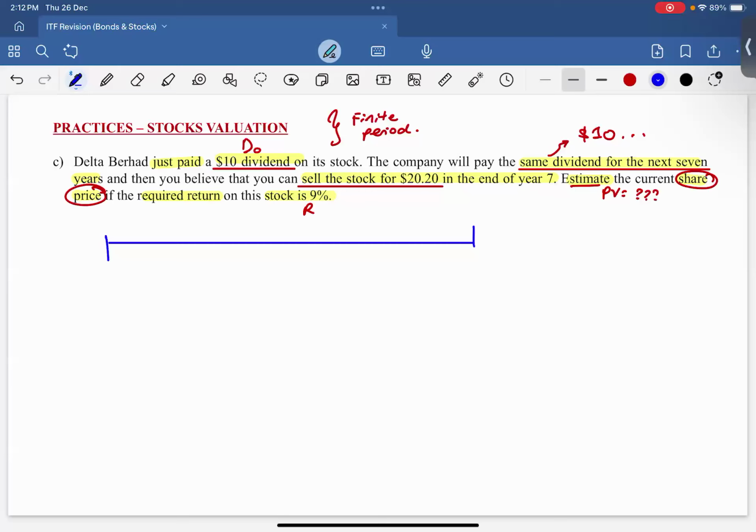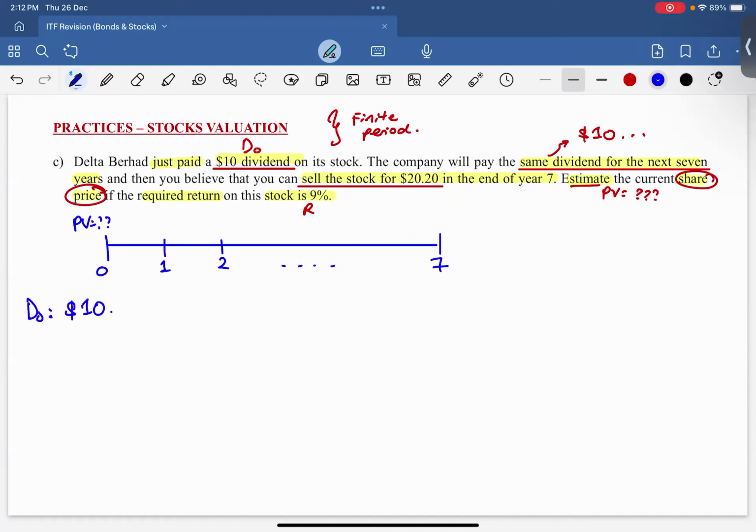If you draw the timeline, how will it look? Year 0, year 1, year 2, until year 7. Now you want to calculate the present value of the stock. Every year you receive $10, because D0 is $10, the same until year 7, plus at the end you get $20.20 because you sell it. So you factor in all these values to calculate the present value.